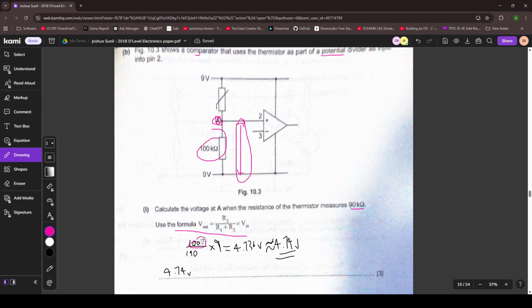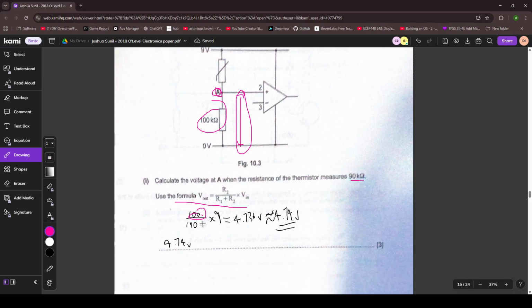So okay, include your units, bro. Yeah, they might not give you the mark because you didn't include units in your preliminary steps. So 100 kilo ohms divided by 190. Oh yeah. Oh, bro, you can't just say this. You have to say 90 plus 100. But I'll still give you the mark anyway. Just be careful when you're writing your calculations. So basically this is just a normal voltage divider circuit equation. So yeah, you got it.